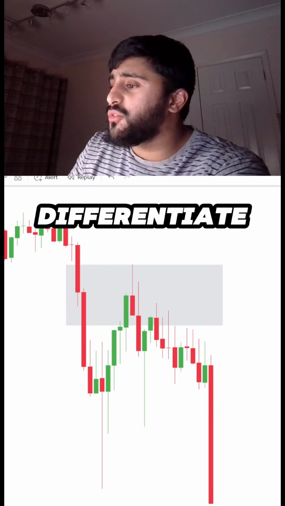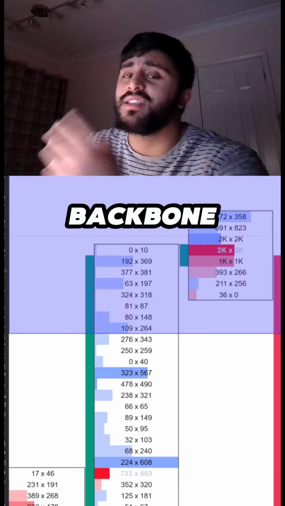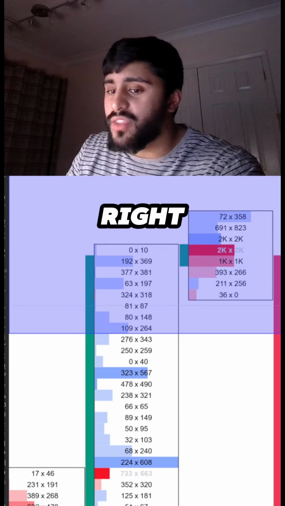And the way you differentiate between the two fair value gaps is by using a tool which I keep talking about. And the reason I keep talking about it is because it is the backbone behind futures trading. And it all comes to using this area over here, right? This is the footprint chart.